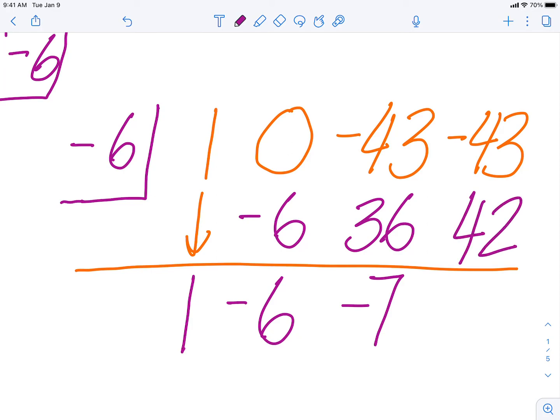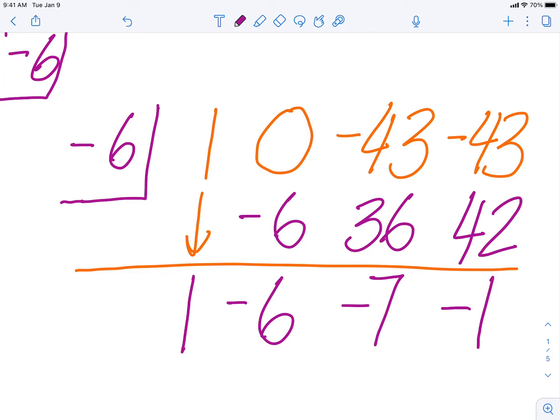Okay. A negative 43 and a positive 42 are not the same sign. So 43 minus 42 is 1. And we get a negative 1. And we're done.